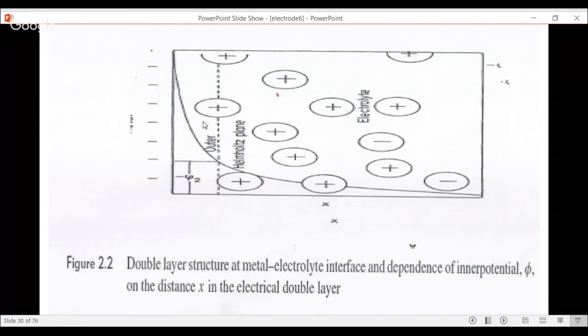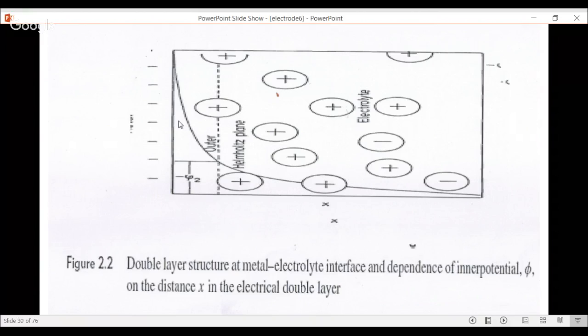Whereas very near to the surface, since the electrode is polarized negatively, the concentration of the positive ions will be more. You can see the 3 positive ions are present here, whereas in the bulk of the solution it is not. The number of positive ions very near to the electrode is higher than the number of positive ions for the same volume element in the bulk of the solution.